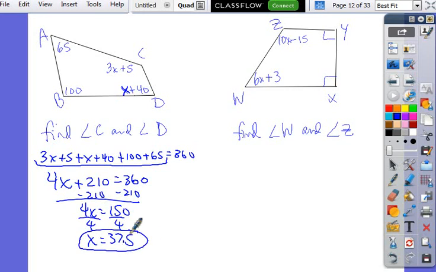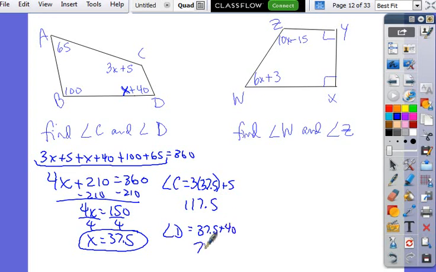But it's asking me to find C and D. So then what do I need to do? Take that x, plug it in for both parts. So for angle C, it would be 3 times 37.5 plus 5. Somebody tell me that answer. 117.5. And then for angle D, I would say 37.5 plus 40, which is 77.5.